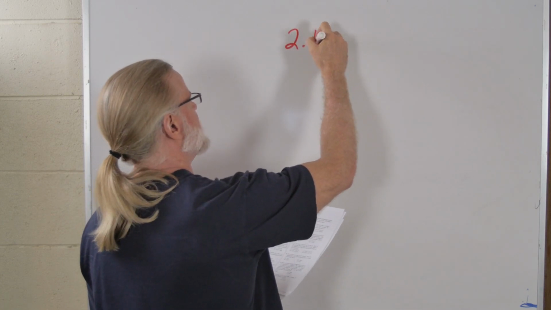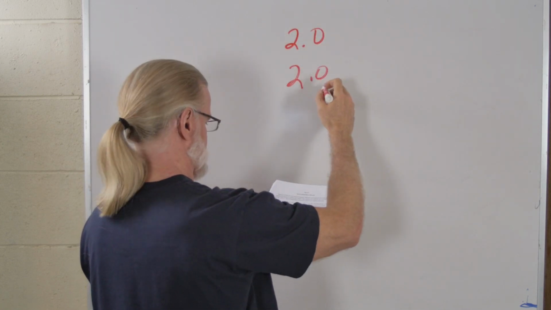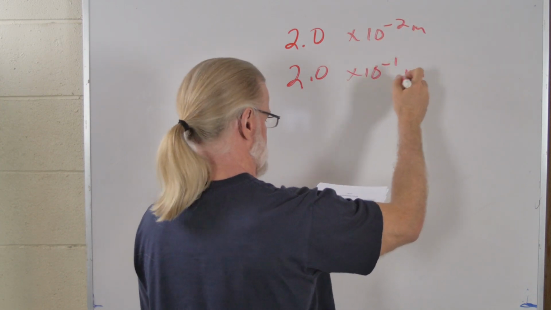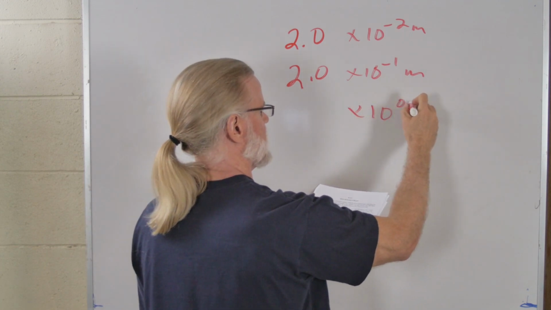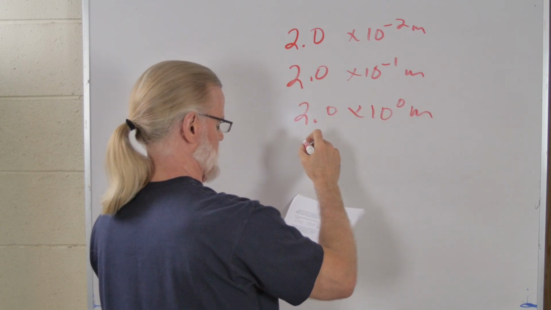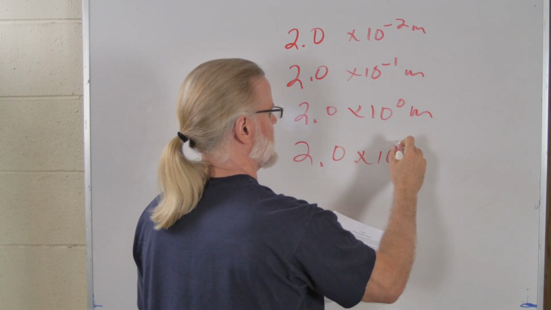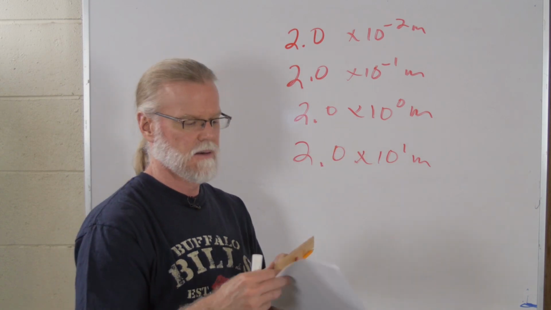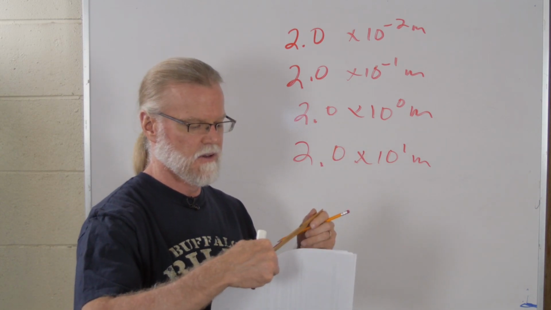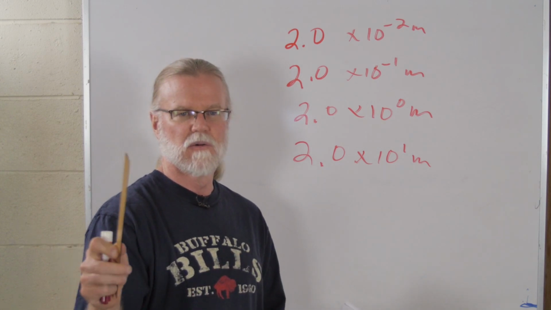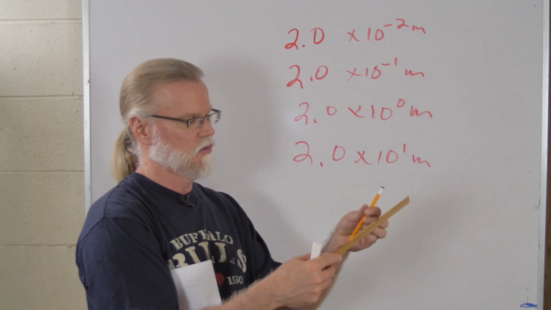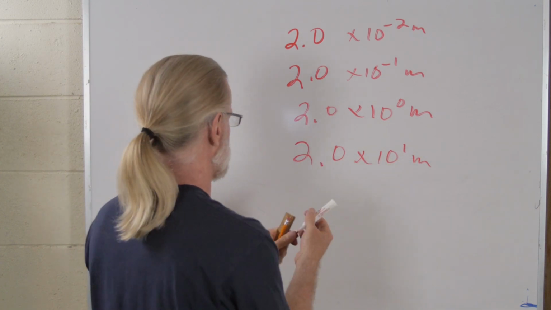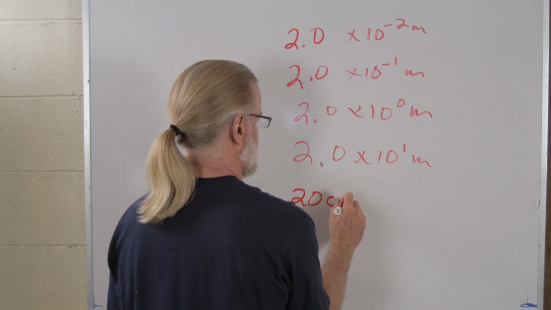All of these are 2.0 times 10 to the minus 2 meters, times 10 to the minus 1 meter, times 10 to the 0 meter, and times 10 to the 1 meter. So I have a ruler. You're going to have a ruler like that. We're looking at 2.0 on the ruler, maybe 20. So this thing is 20 somethings. I look at it and I see it's 20 centimeters.